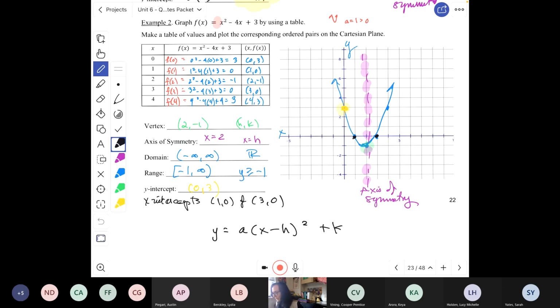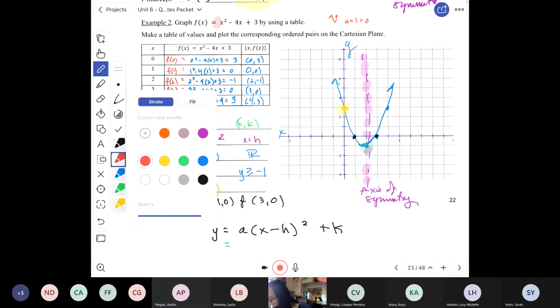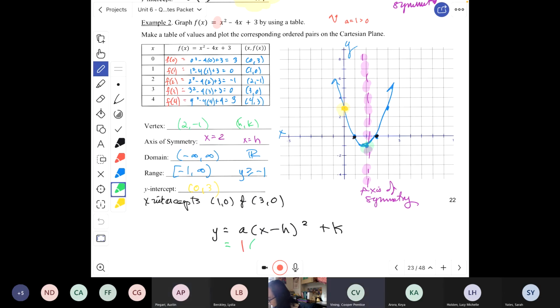Okay, now you wouldn't necessarily be able to identify A immediately off the bat, but given what we know, do we know any pieces of this equation? We know the A and the H and the K. Okay, and what are they? A is 1. 1, excellent. H is 2. 2. And K is -1. -1.